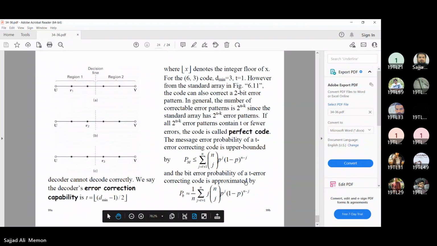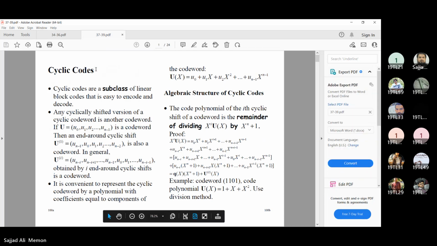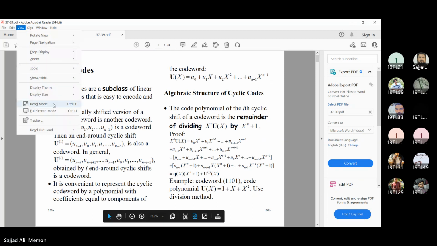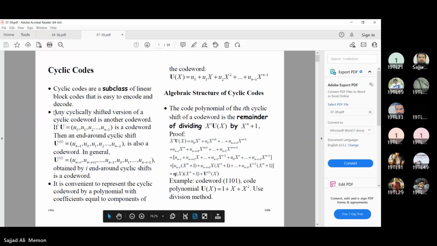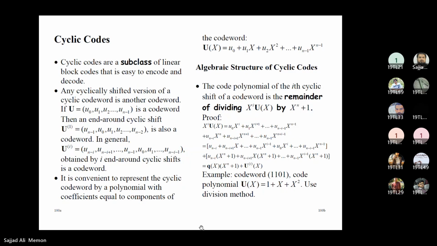Then we have cyclic codes. Cyclic codes are a subclass of linear block codes that is easy to encode and decode. Any cyclically shifted version of a cyclic code word is another code word. If you take a code word, then an n-around cyclic shift is also a code word. So the name suggests cyclic code word.